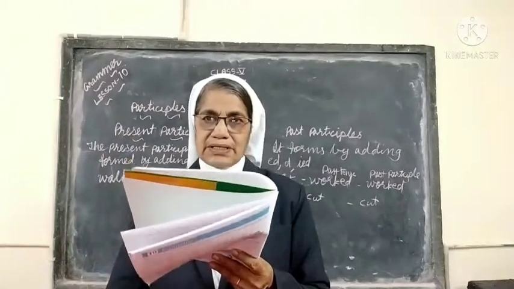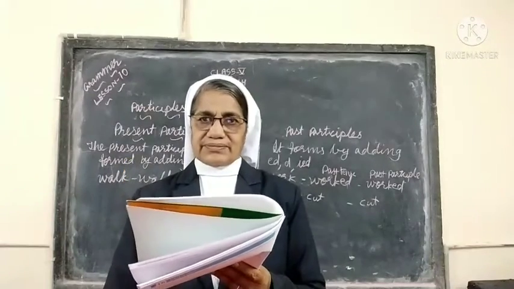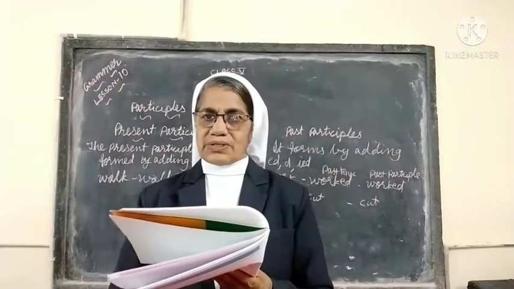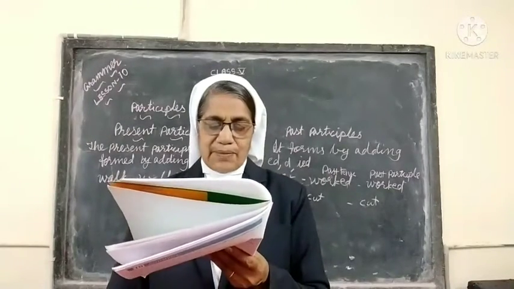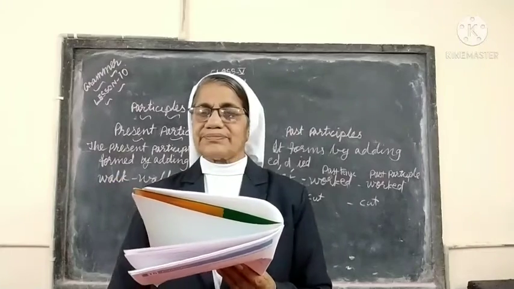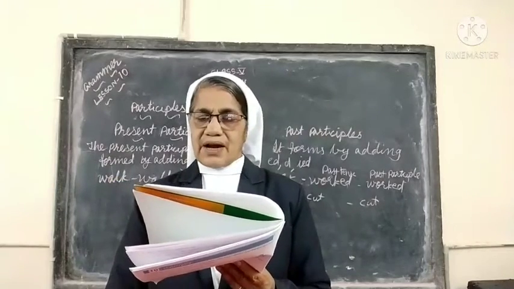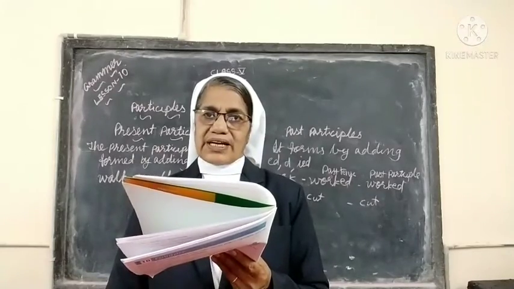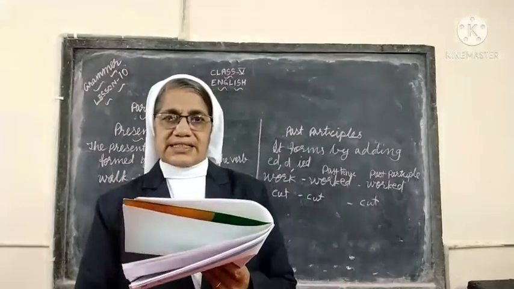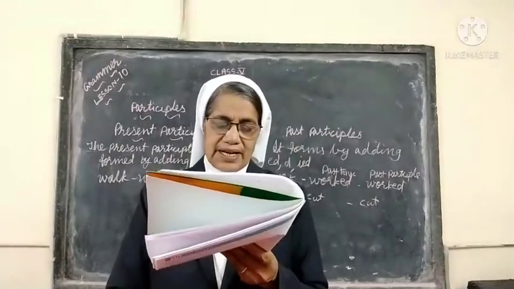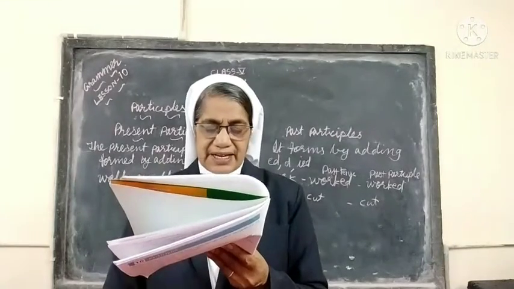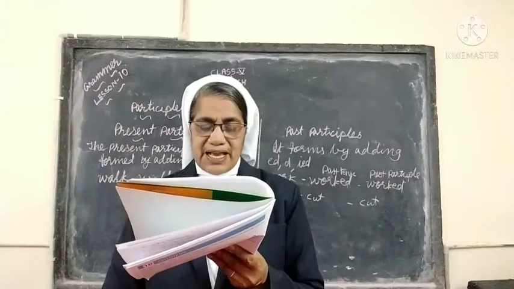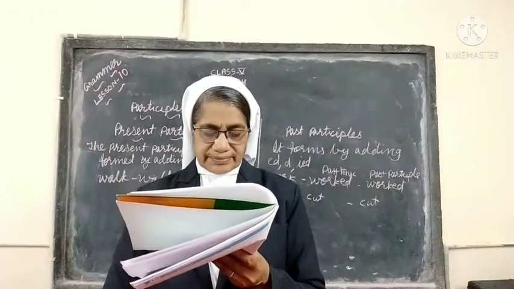And a past participle is also used as an adjective. Present participle is used as an adjective. Like that, past participle also is used as an adjective. The broken glass is lying there. Glass is the noun and broken is the adjective. He gave a written complaint. Written is a past participle, and complaint is the noun.